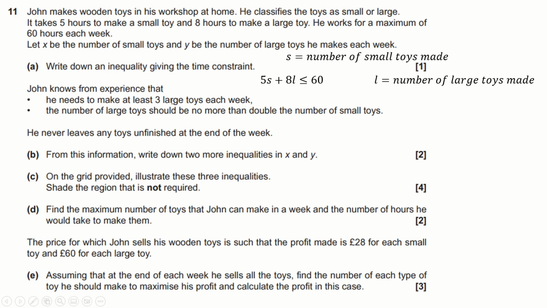Good, so that's our first mark. He needs to make at least 3 large toys. He needs to make the number of large toys no more than double small. And he never leaves toys unfinished, so he's never halfway through a toy by the end of the week. He's always got everything done. From this information, write down 2 more inequalities. Well, clearly, L needs to be bigger or equal to 3, because he needs to make at least 3 large a week. And L needs to be less than or equal to 2S. Those are our 2 more inequalities.